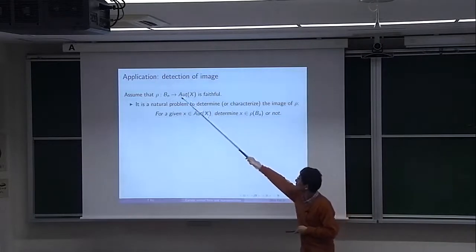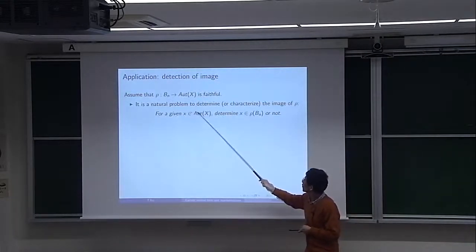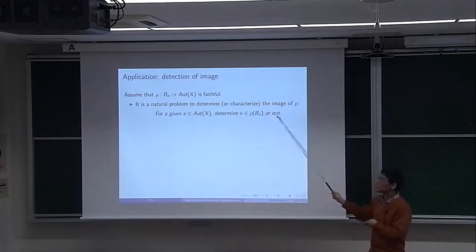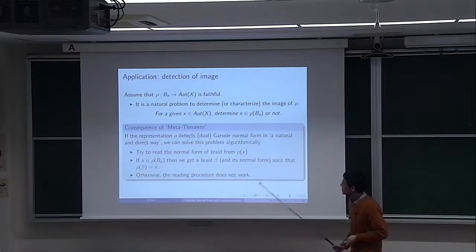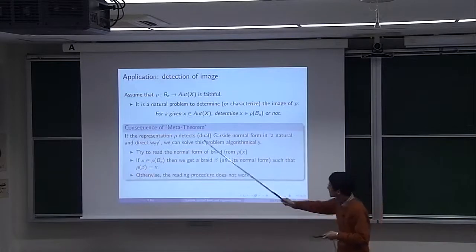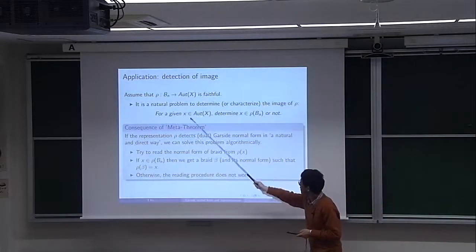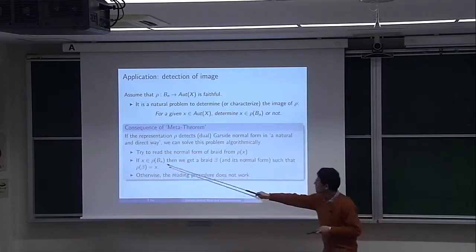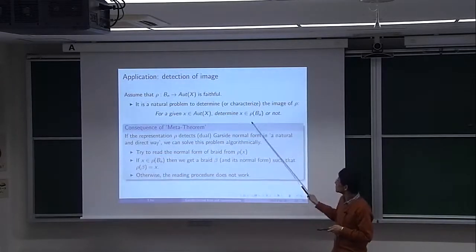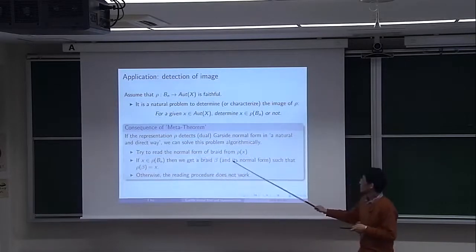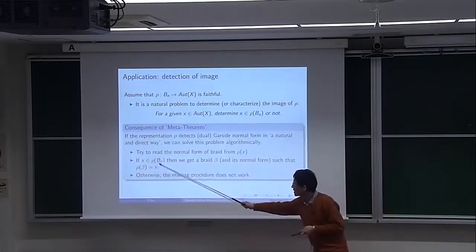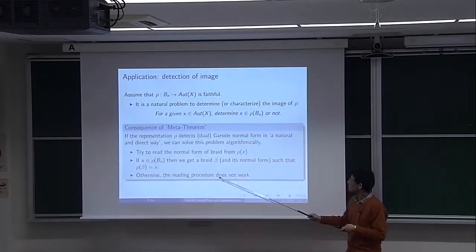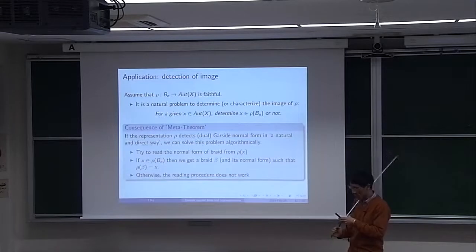In particular, for a given element, we'd like to know whether it is contained in the image of braid groups or not. When we know that we can read the Garside normal form, then we can solve this problem. Just try to read the normal form from the given element x. If it is in the image of the braid group, then we can get a braid whose image is x. Otherwise, this strategy doesn't work, so we conclude that it is not inside the image of braids.